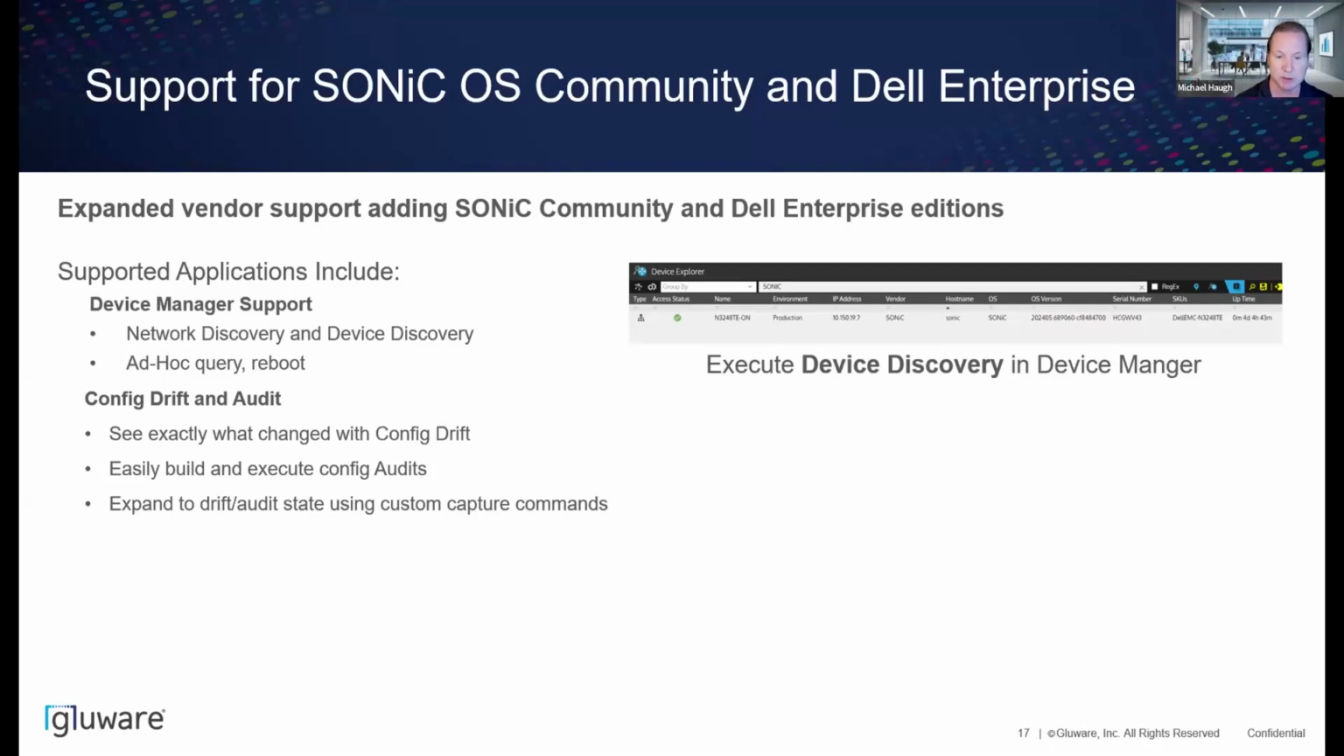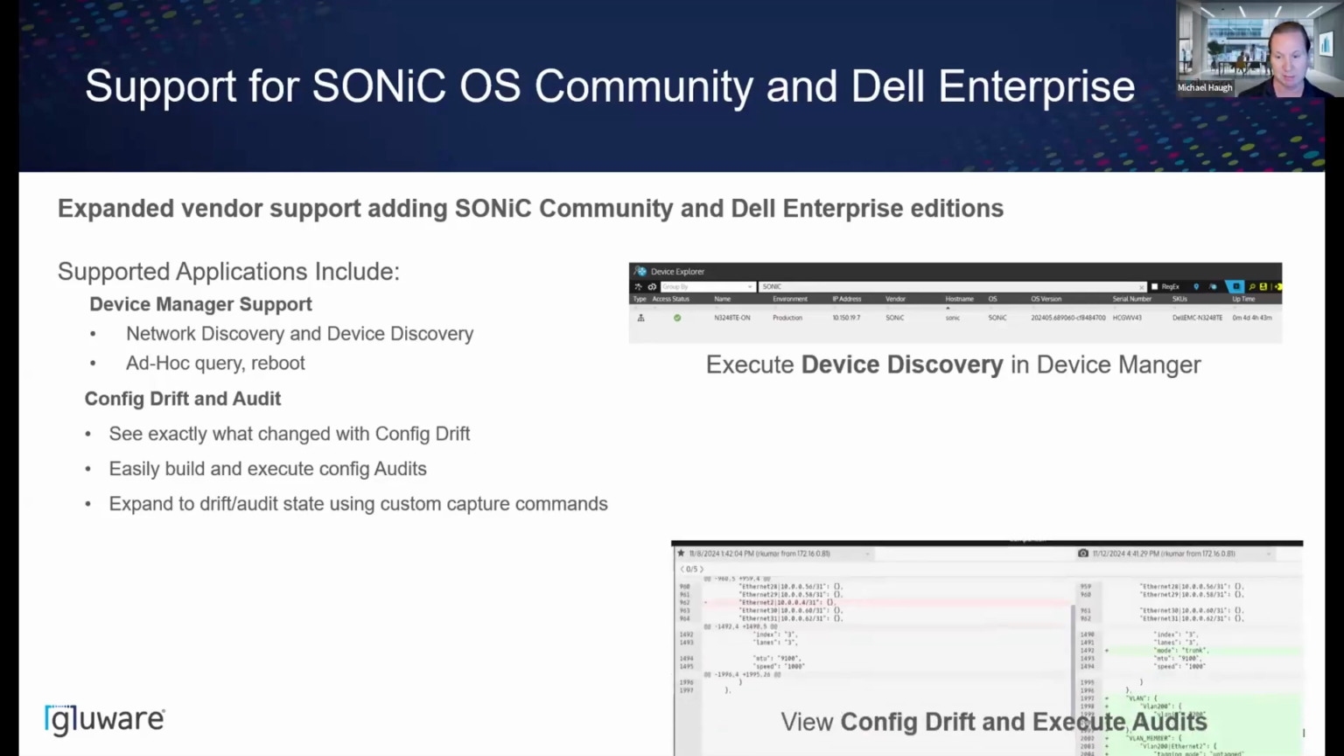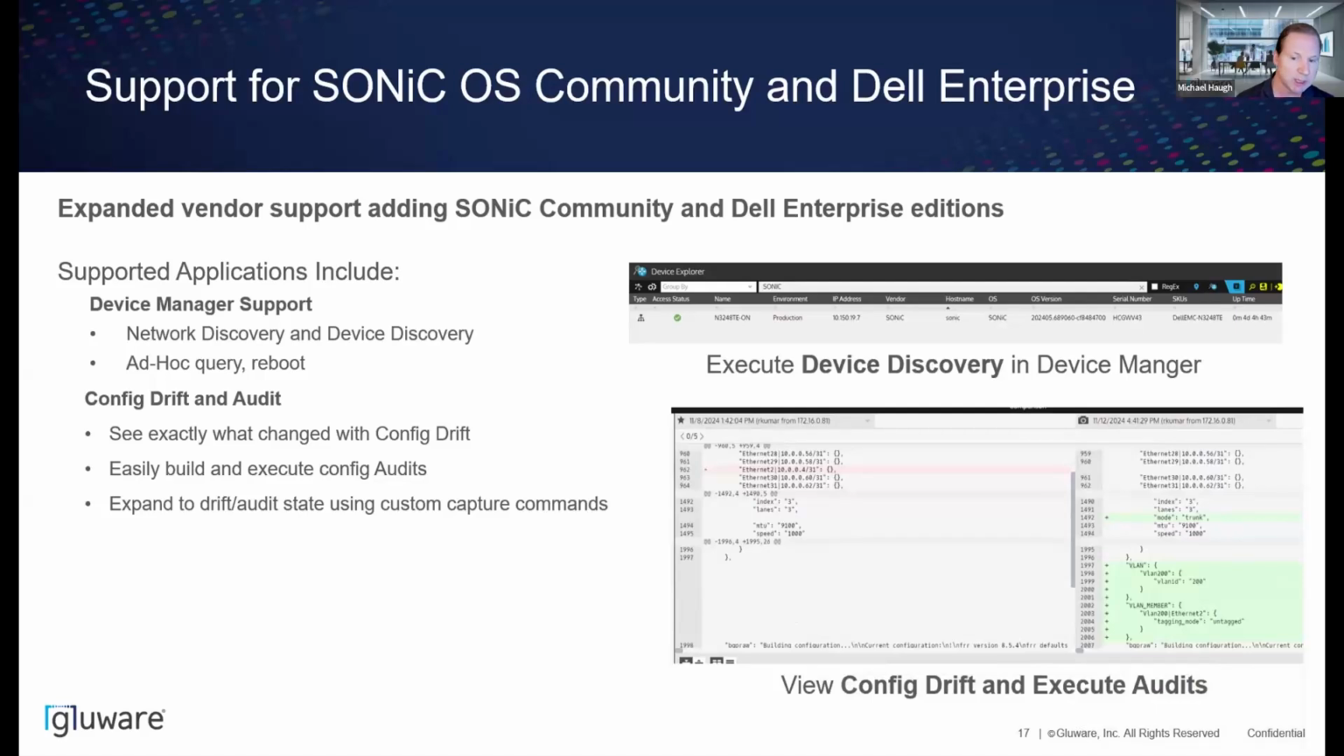Audit and Drift also can be expanded using custom capture commands. So these users can define, when Gluware is executing discovery, we run a series of commands. We are capturing the configuration, but in addition, you can specify specific commands to capture in snapshot that can be used for audit and Drift that includes state information. So the screenshot here is just showing you a quick snapshot of what a config drift looks like, where certain lines were removed, other lines were added, and with the timestamps, you can see exactly what has changed in those configs using config drift.